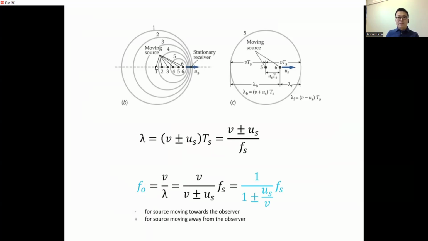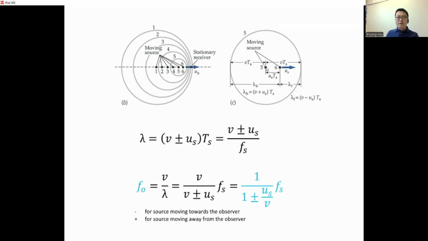At this one, it emits wave one, and then at the second location, a period after that, the source has moved to position two. The wave peak it gives out will be the second one. So you can see on this side, wave peaks are pushed closer together. On the other side, they are further apart. And that's just focusing on two time instances, for the fifth one and the sixth one.